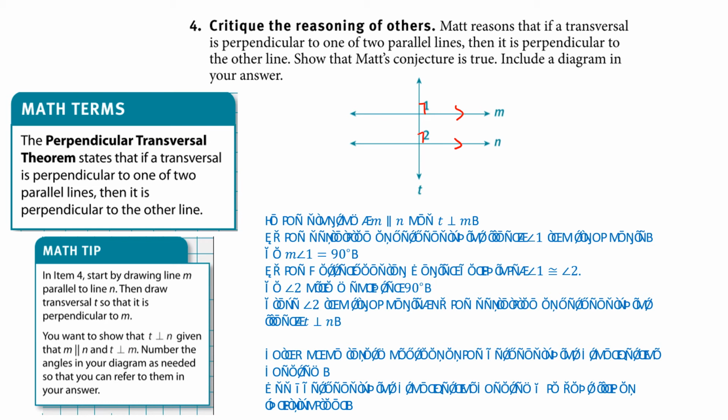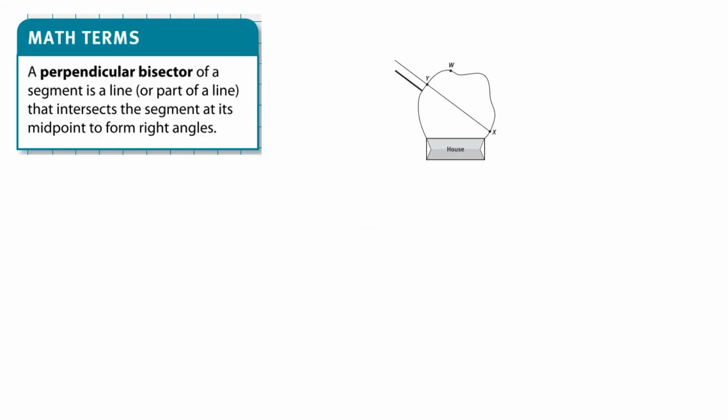This is very useful when it makes sense. If they're two parallel lines and they're cut and one's perpendicular, the other one's got to be perpendicular. That's essentially what we're saying. Okay. All right. New term, a perpendicular bisector.